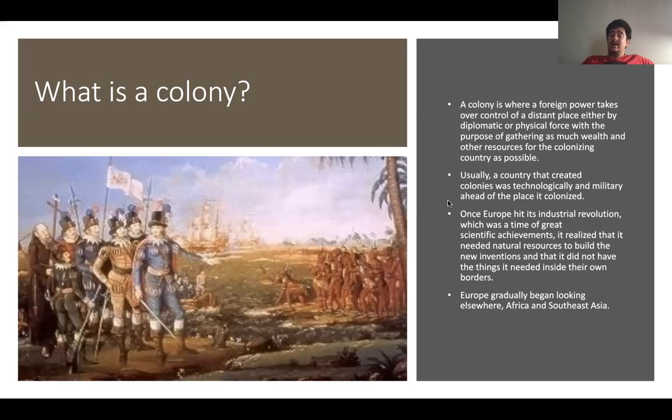Usually, a country that created colonies was technologically and militarily ahead of the place it was colonizing. And for Europe, this happened after they went into what is known as the Industrial Revolution, which is a time of great scientific achievement. They realized that they needed certain natural resources to make things work that they didn't have in Europe. And so they started looking outside their borders for these things. And eventually their attention focused and settled on Africa and Southeast Asia.